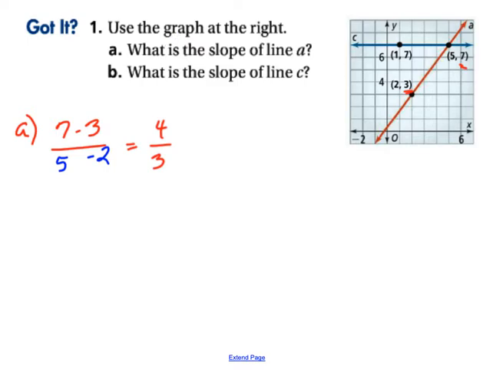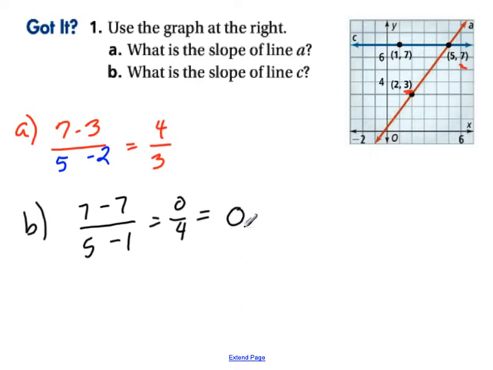How about letter B? What is the slope of line C? Well, for line C, that's the blue line here. It's a horizontal line. Let's go ahead and use our slope formula. y2 is 7, y1 is 7, x2 is 5, x1 is 1, so we end up with 0 over 4. Now it's okay to have 0 in the top number. We can have 0 in the numerator. That just gives us a slope of 0, so our slope is 0 for line C.